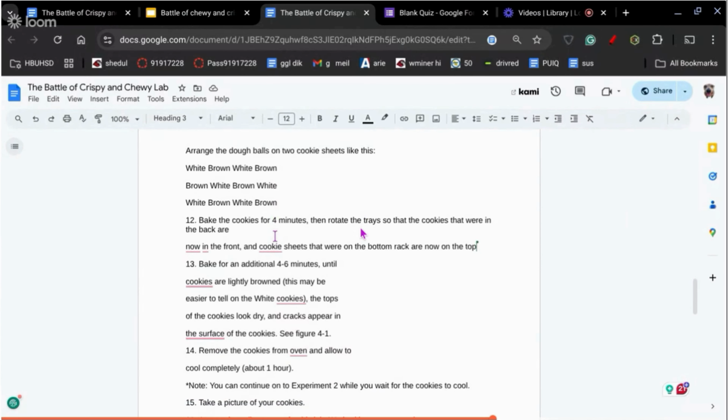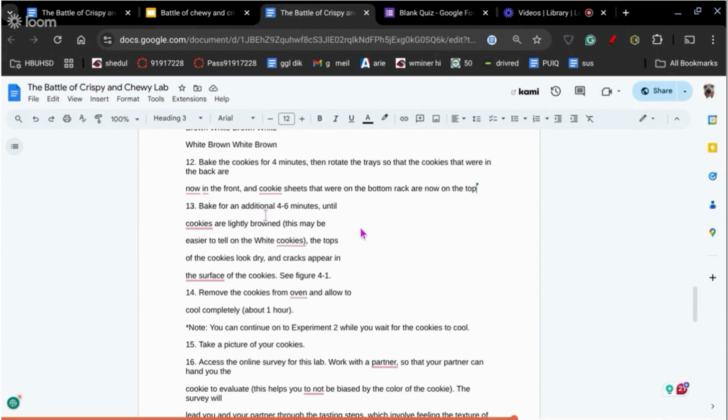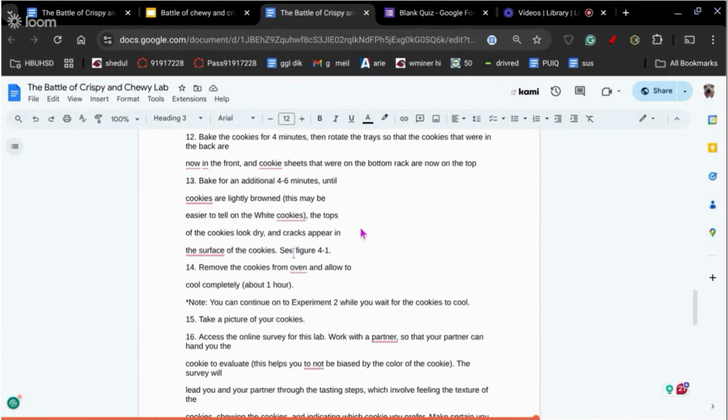And bake the cookies for 4 minutes, then rotate the tray so that the cookies that were in the back are now in front and the cookie sheets that were on the bottom rack are now on top. Bake for an additional 4 to 6 minutes until cookies are lightly browned. This may be easier to tell on the white cookies. The tops of the cookies look dry and cracks appear on the surface of the cookies.